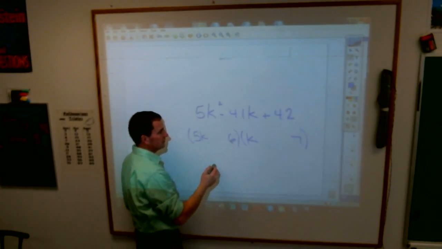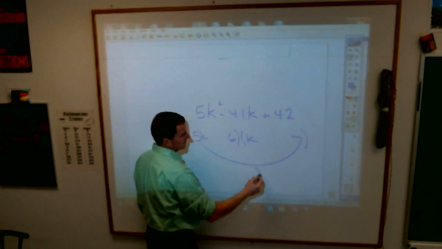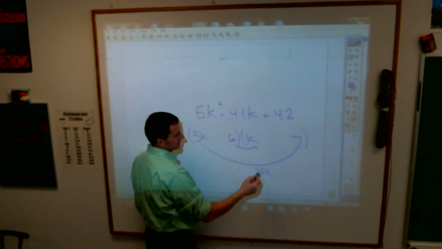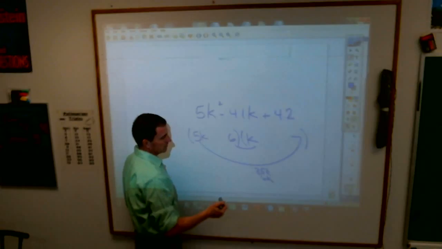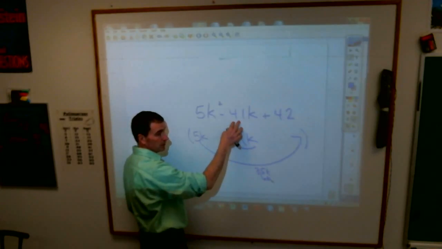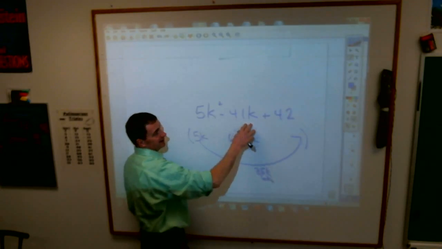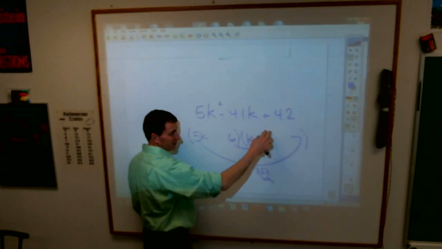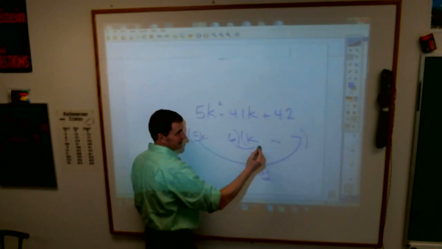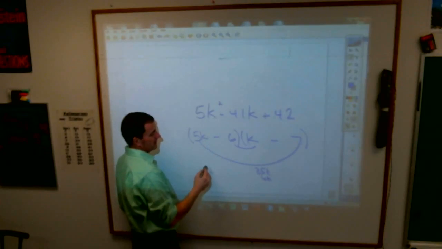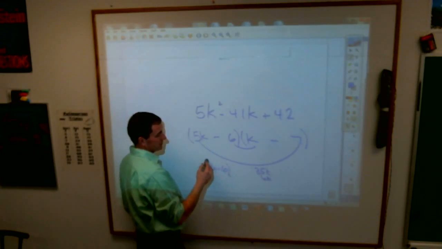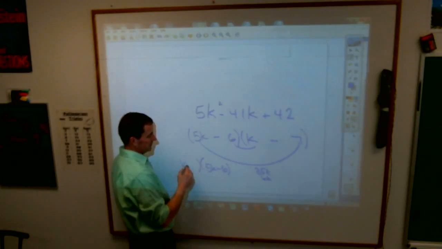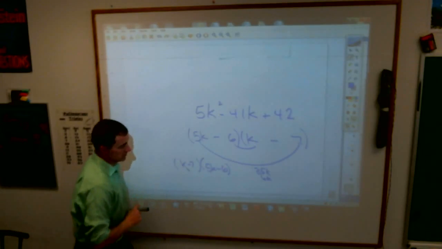7 here and 6 here. 7 and 5 is 35, and 6k. 35 and 6, can I get 41? Yes. Is there a way to get a negative 41 when there's a positive out here? They both have to be negative. So 5k minus 6 and k minus 7 will be your two factors.